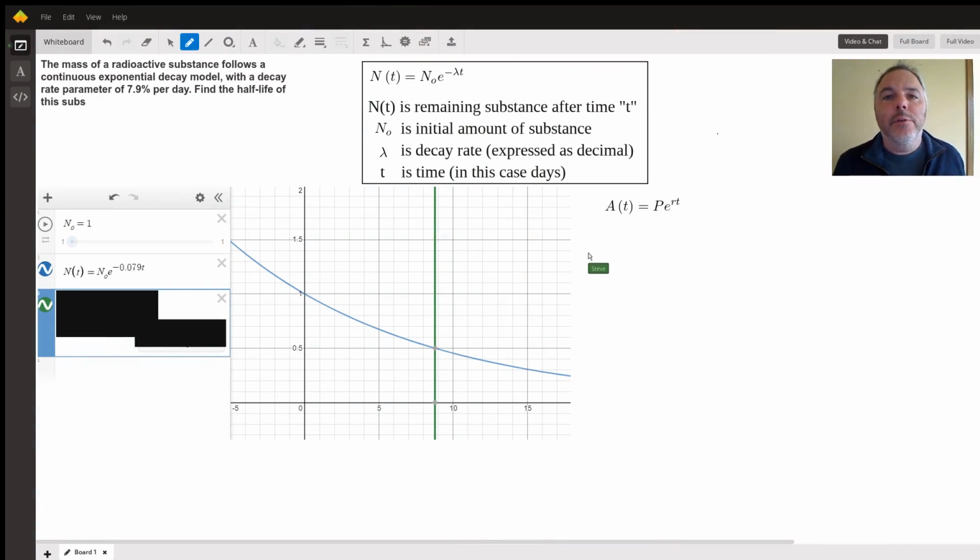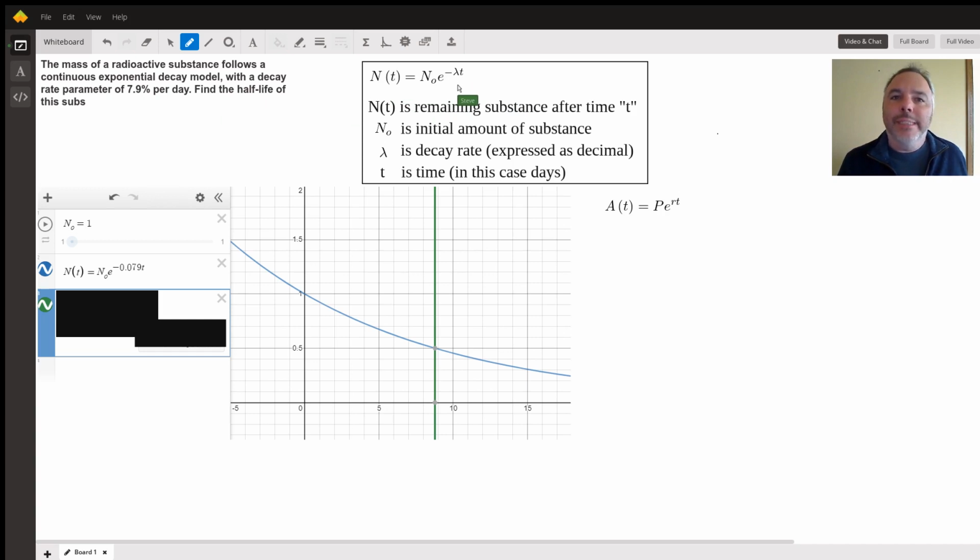Hi again, Steve here with an exponential decay problem. Specifically, we're looking for the half-life of a given substance that we know decays continuous exponentially with a rate of 7.9% per day.